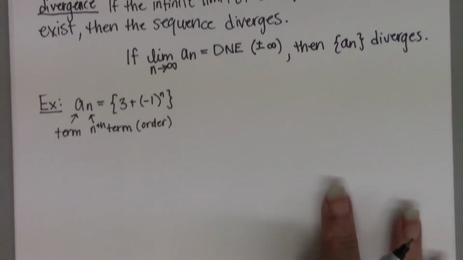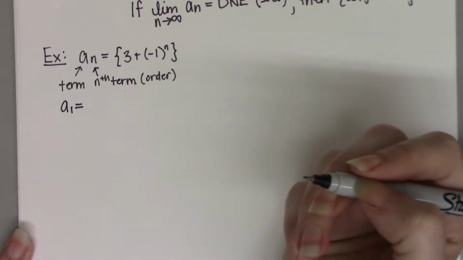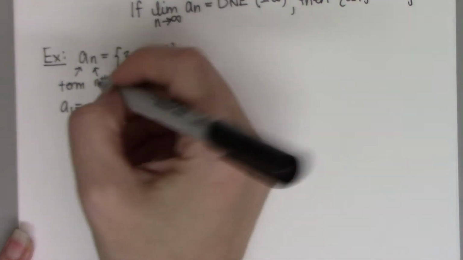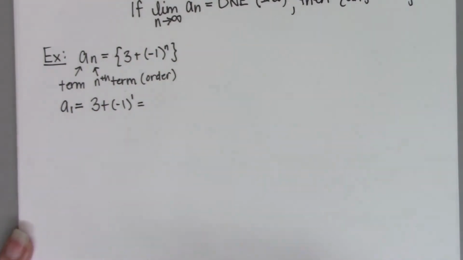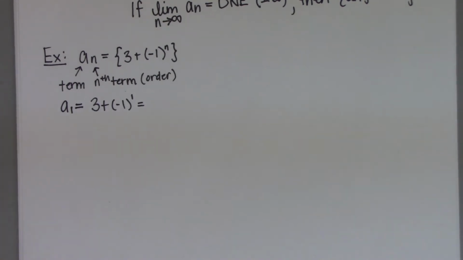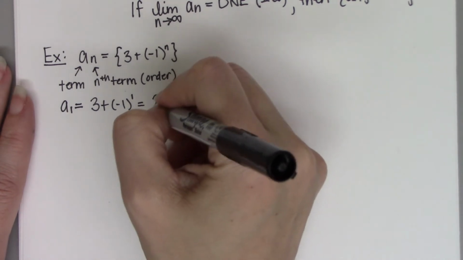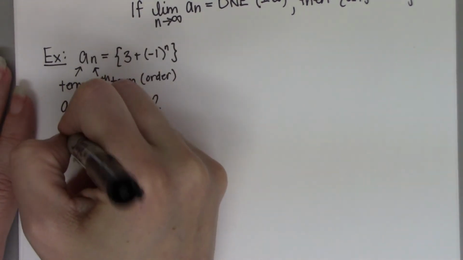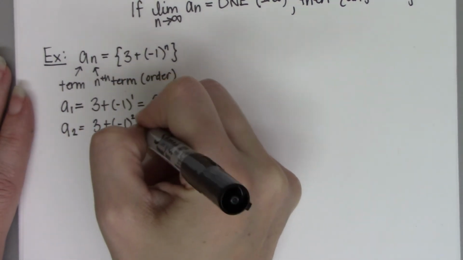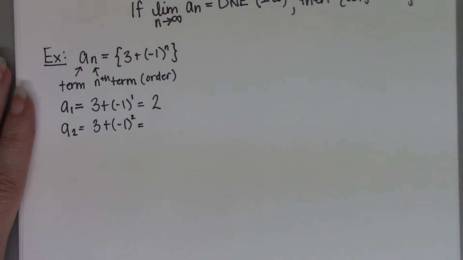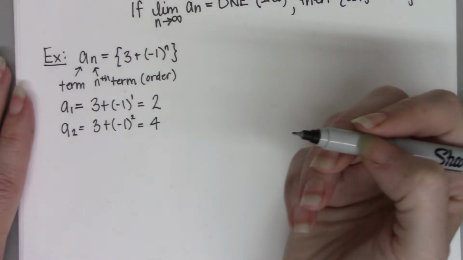So if I want to generate the first term of this sequence, a sub 1, that means I need to plug in a 1 everywhere in my expression that I had an n. So 3 plus negative 1 to the n, well, negative 1 raised to the 1 is just going to be negative 1. So we're really just getting 3 minus 1, which is 2. If I want to find the second term of my sequence, well, if you square negative 1, you're going to get positive 1. So this is really just saying 3 plus 1, and we get 4.